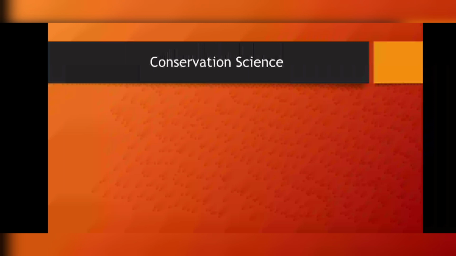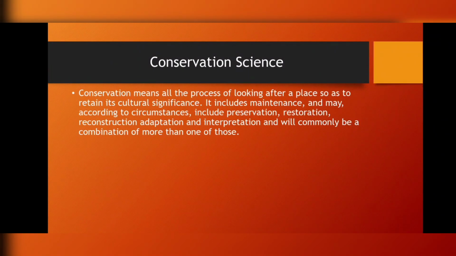Conservation science. Conservation means all the process of looking after a place so as to retain its cultural significance. It includes maintenance and may, according to circumstances, include preservation, restoration, reconstruction, adaptation, and interpretation, and will commonly be a combination of more than one of those.